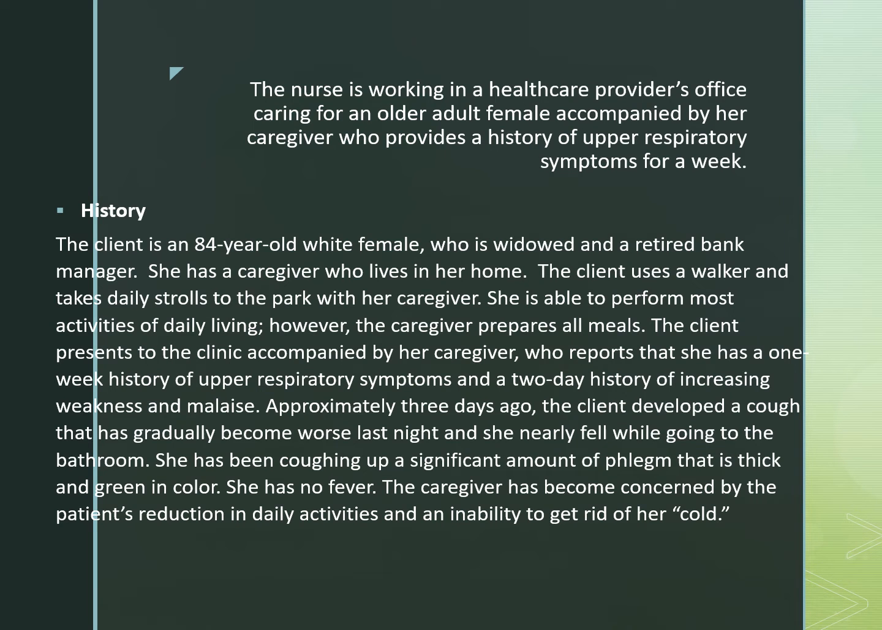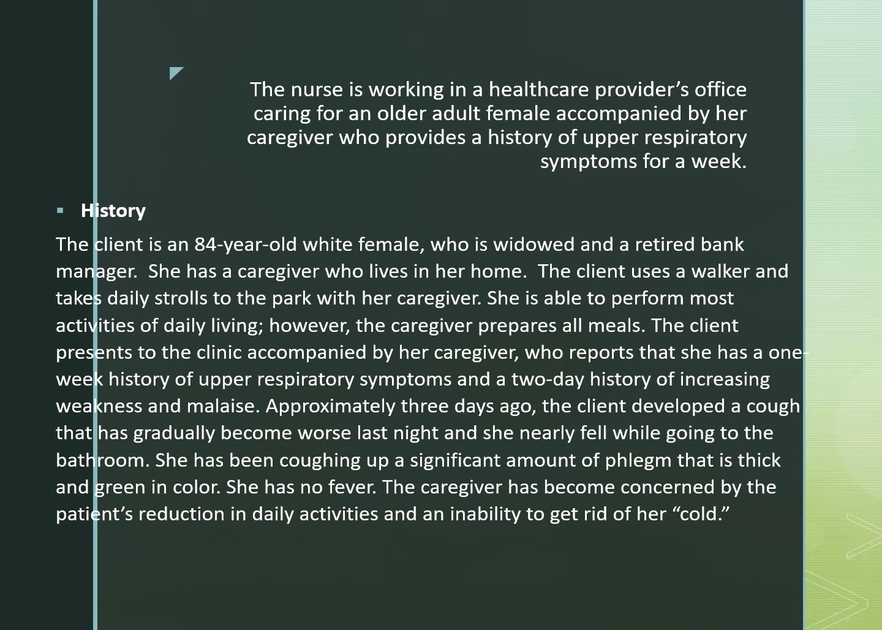Okay, so we're going to do our next gen case study. The nurse is going to be working in a healthcare provider's office caring for an older adult female accompanied by her caregiver who provides a history of upper respiratory symptoms for 1 week. So this client is an 84-year-old white female who's widowed and a retired bank manager. She does have a caregiver that lives in her home, and this client uses a walker and takes daily strolls to the park with her caregiver.